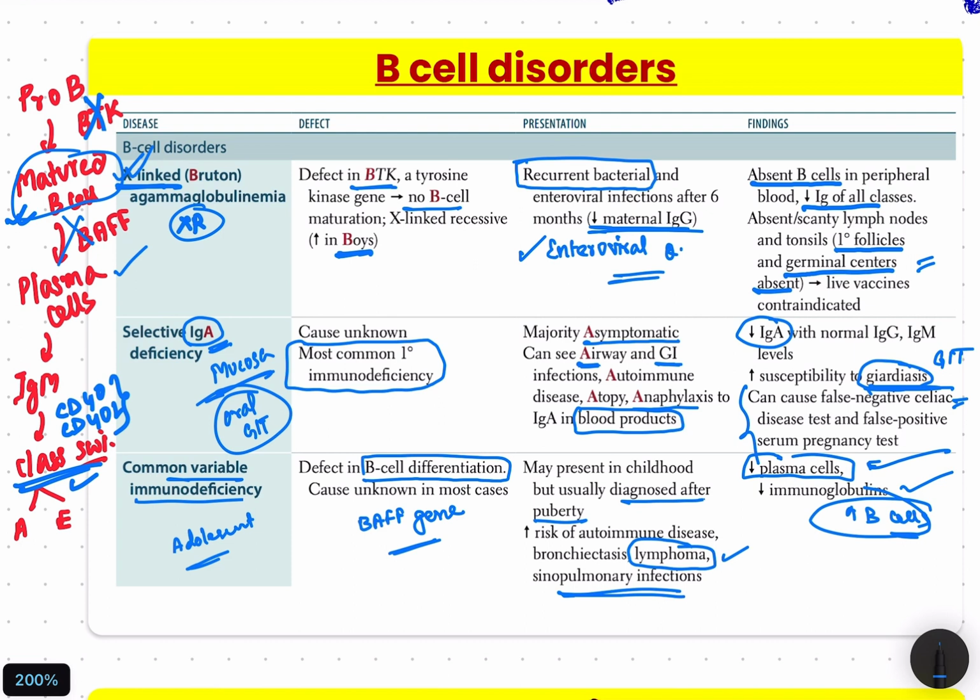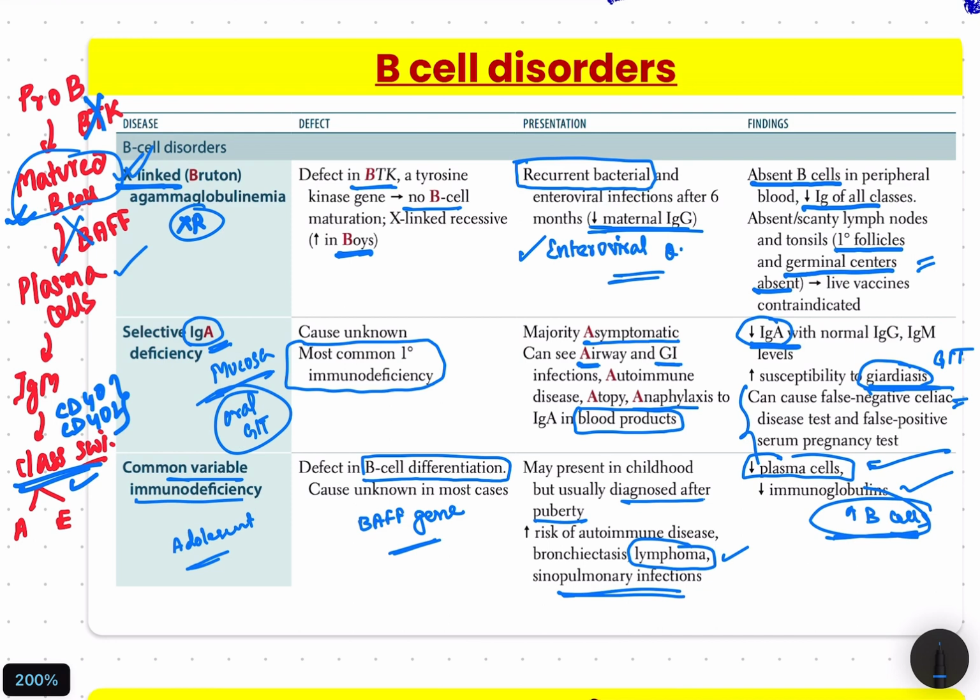So if you see absent B cells in the peripheral circulation with absent IgG of all classes, it is Bruton's, and it is also associated with enteroviral infection. If you see that only the IgA class is deficient with others normal and associated with giardiasis, that is your selective IgA deficiency. If you see the plasma cells are low along with other immunoglobulins, but B cells are normal or rather increased, that is your common variable immune deficiency disorder.